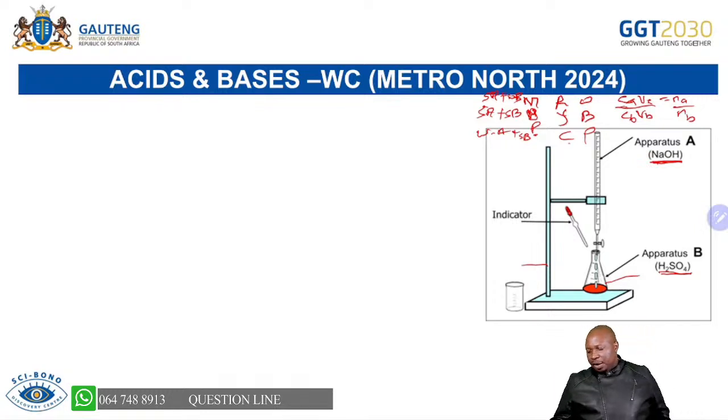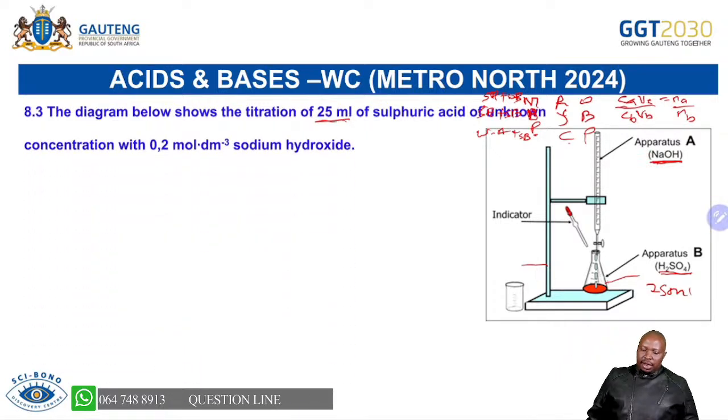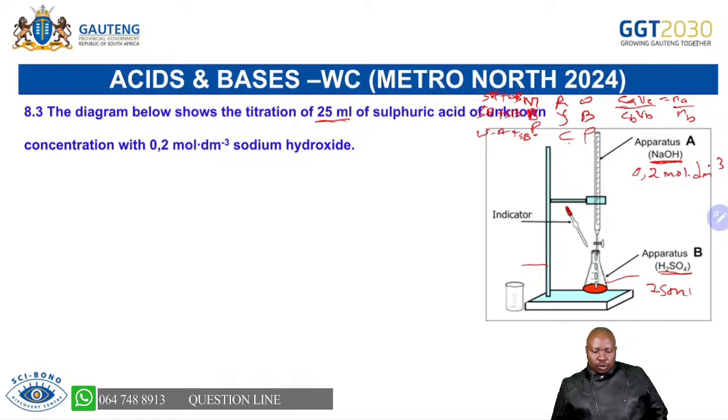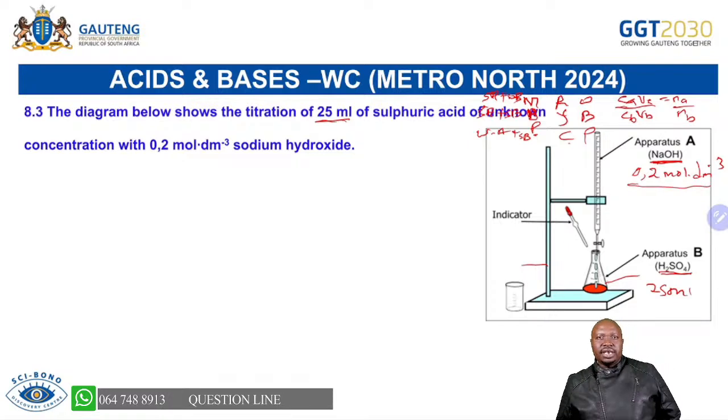We can start now with our titration and our questions, and it will be straightforward. The diagram below shows the titration of 25 mL of sulfuric acid. So you know that here we have 25 mL of sulfuric acid, and then sodium hydroxide with a concentration of 0.2 moles. The one that has a known concentration, we call it a standard solution. Our standard solution is sodium hydroxide, because a standard solution is a solution of known concentration, and our concentration is 0.2 moles per cubic decimeter.